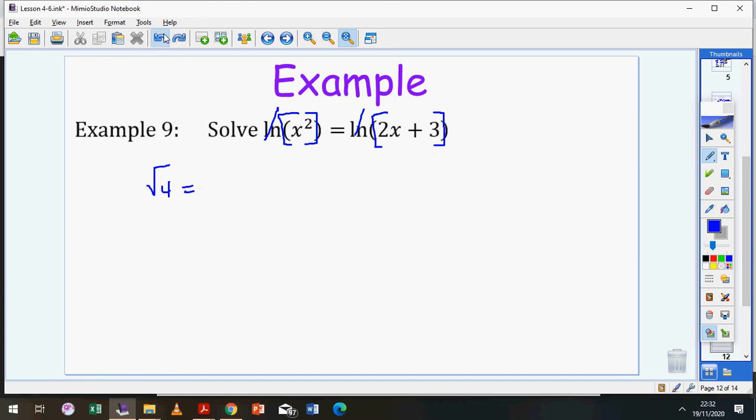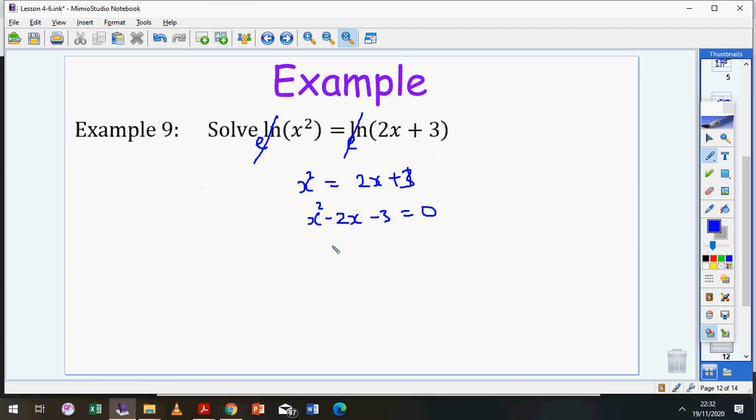However, a more mathematical explanation would be to introduce the natural number as a base on both sides, and that cancels out the natural log for you nicely. So you have x squared is equal to 2x plus 3, quadratic equation, x squared minus 2x minus 3 equals 0. If I factorize this, I think it's x minus 1, x plus 3 equals 0, and no, it's not.